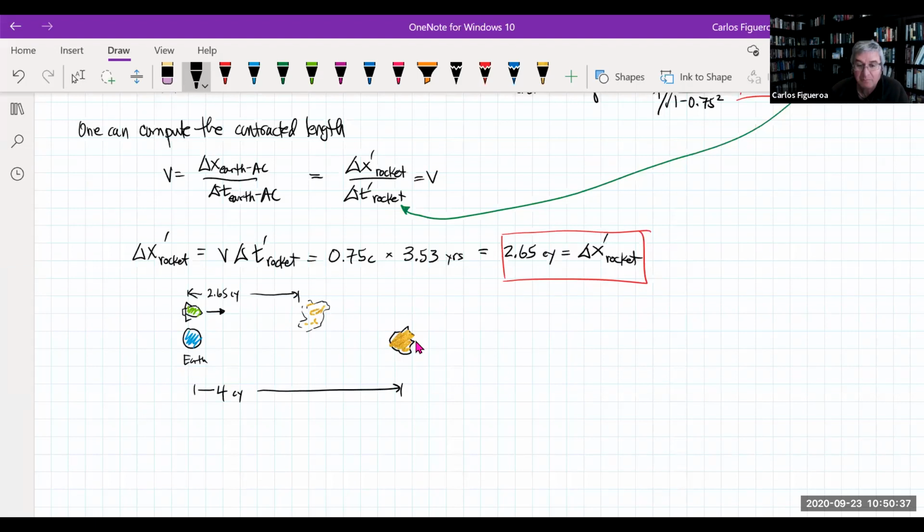And you may ask the question, but isn't it really 4 light years away? And the answer is no. No frame is preferred. Different measurements. The rocket measurement is not the same as the Earth measurement. These are not the same. Both are correct, not one. Both. There's no preferred frame from the special theory of relativity.